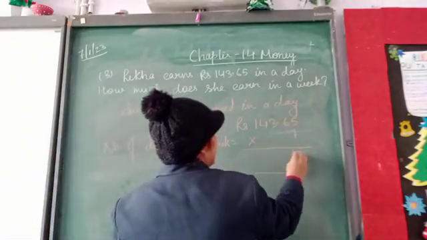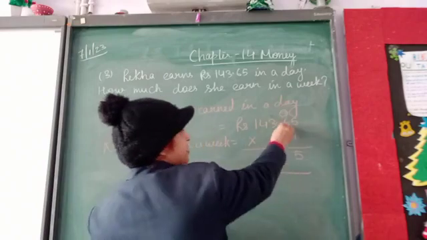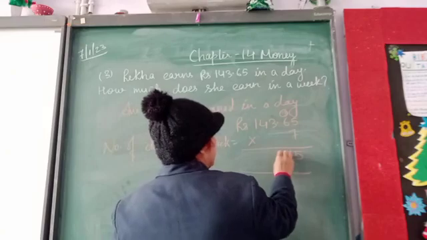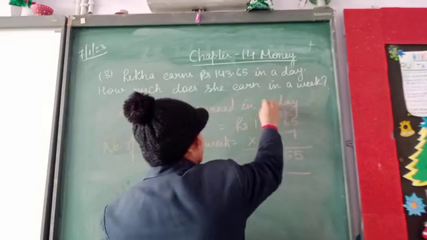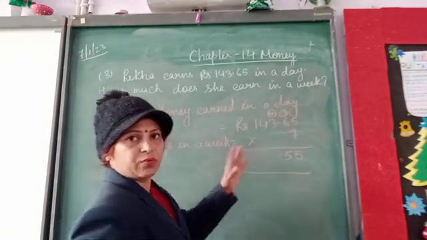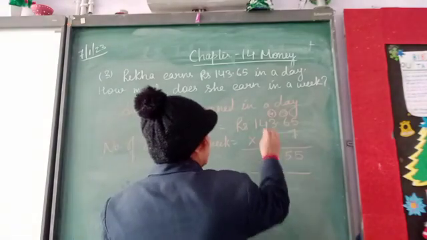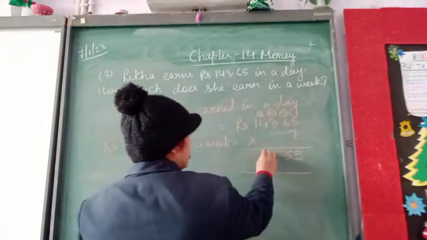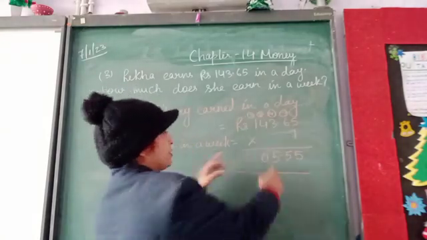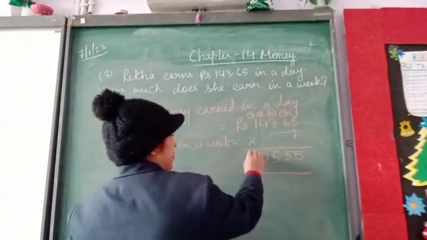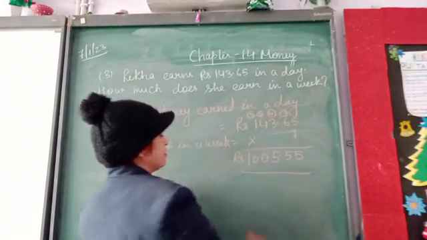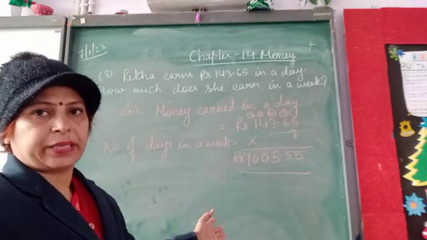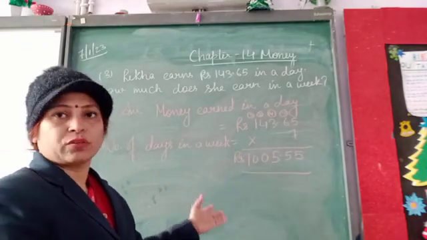7 5s are 35, 3 carry. 7 6s are 42 plus 3, 45. So 5 here, put the point here and then 4 carry. 7 3s are 21 plus 4 carry, that is 25. 2 carry. 7 4s are 28 plus 2, 30. So put 0 here and 3 carry. 7 1s are 7 plus 3, 10. So what is the answer? Rekha is earning 1005 rupees 55 paisa. In this way, children, we have to solve the word problem.